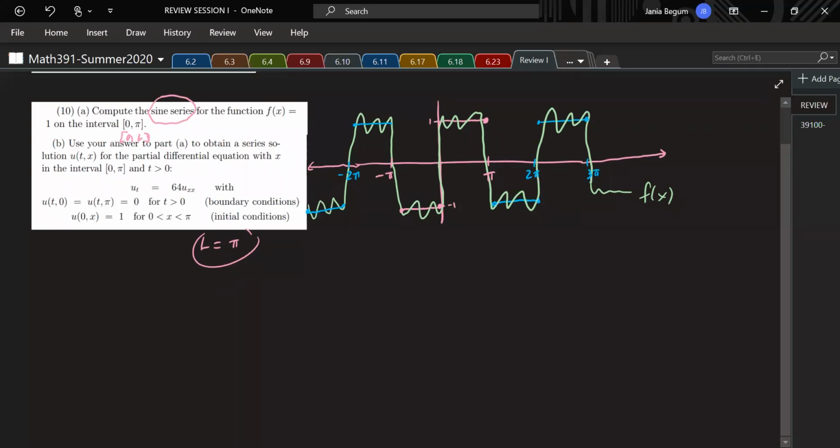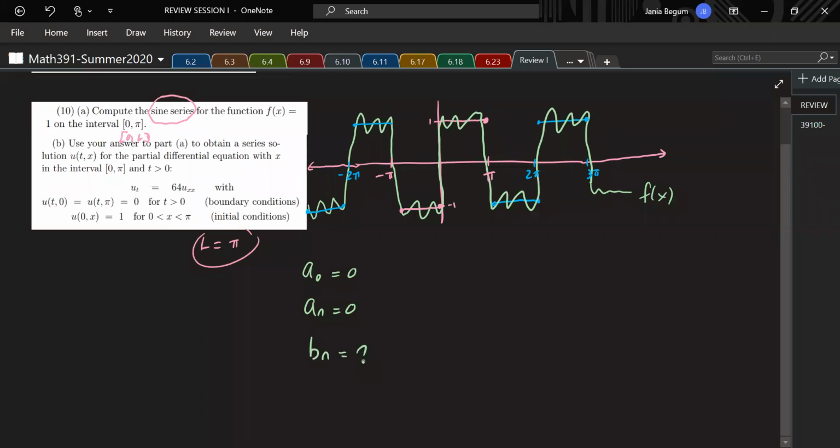If you're doing an odd extension, which coefficient will go to 0? The A's, right, all the A's. So A0 will go to 0, and An will also go to 0 because we're doing an odd extension. How do I know that? It's because the question says compute the sine series. That gives you a hint. We just need to compute Bn.